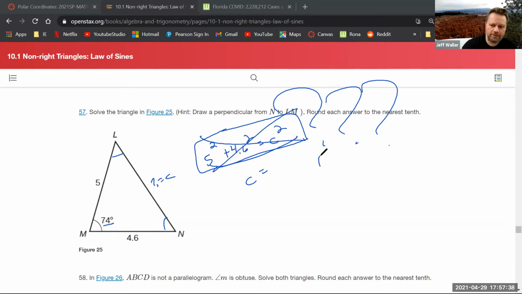Too bad. Can I use law of cosines? Law of cosines would eat this thing up. No, because we haven't learned law of cosines yet. So that's why you have to do what they ask.